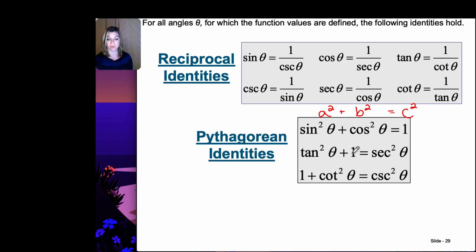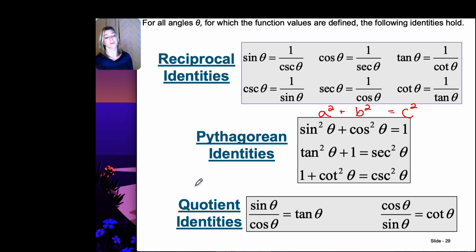Tangent squared theta plus 1 is equivalent to secant squared theta. And last one, 1 plus cotangent squared theta is equivalent to cosecant squared theta. Last set of identities here are the quotient identities. Tangent of theta is equivalent to sine of theta over cosine of theta. Well, if we look at all of this in terms of x, y, and r, it would go like this. Tangent of theta in terms of x, y, and r is y over x. Okay, so that's our tangent theta.